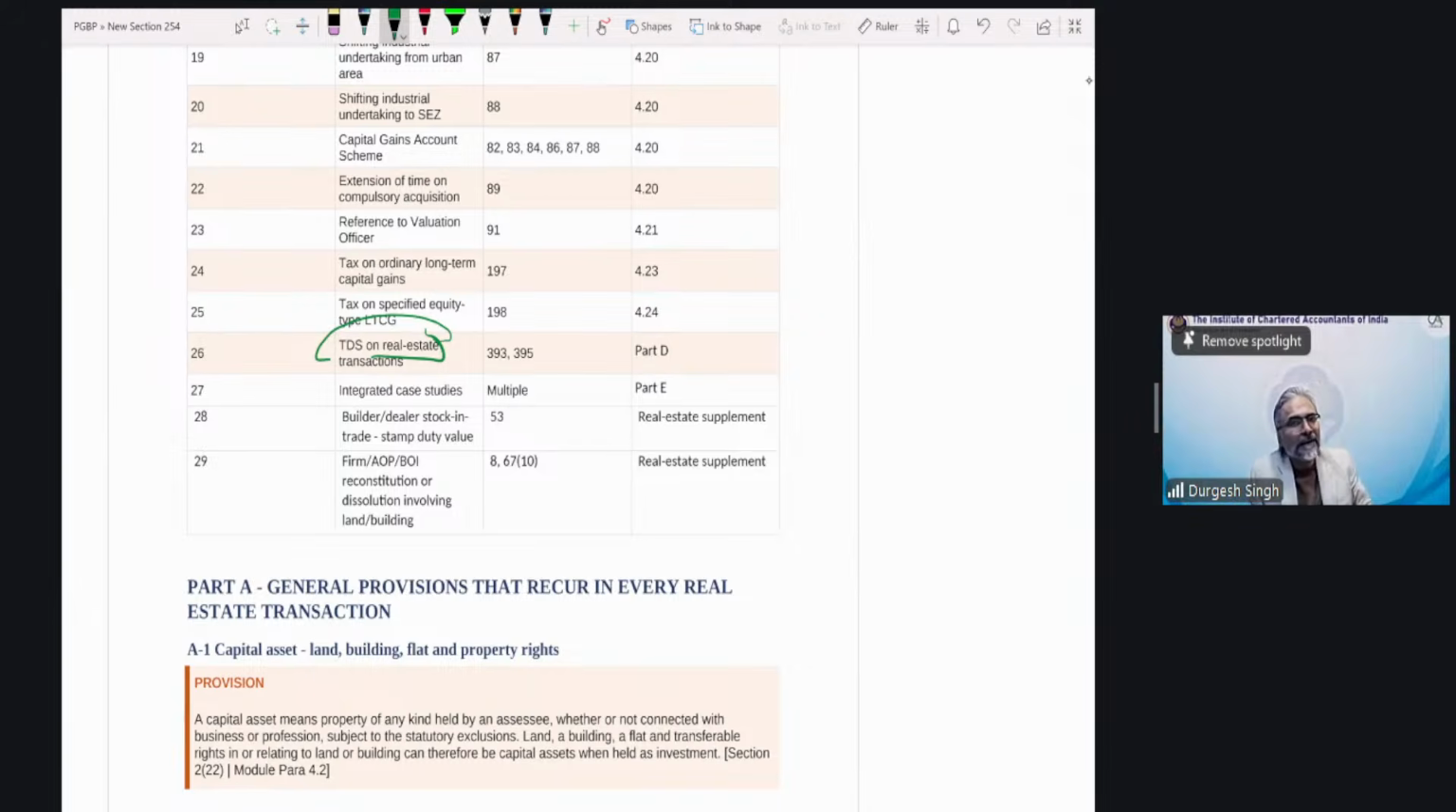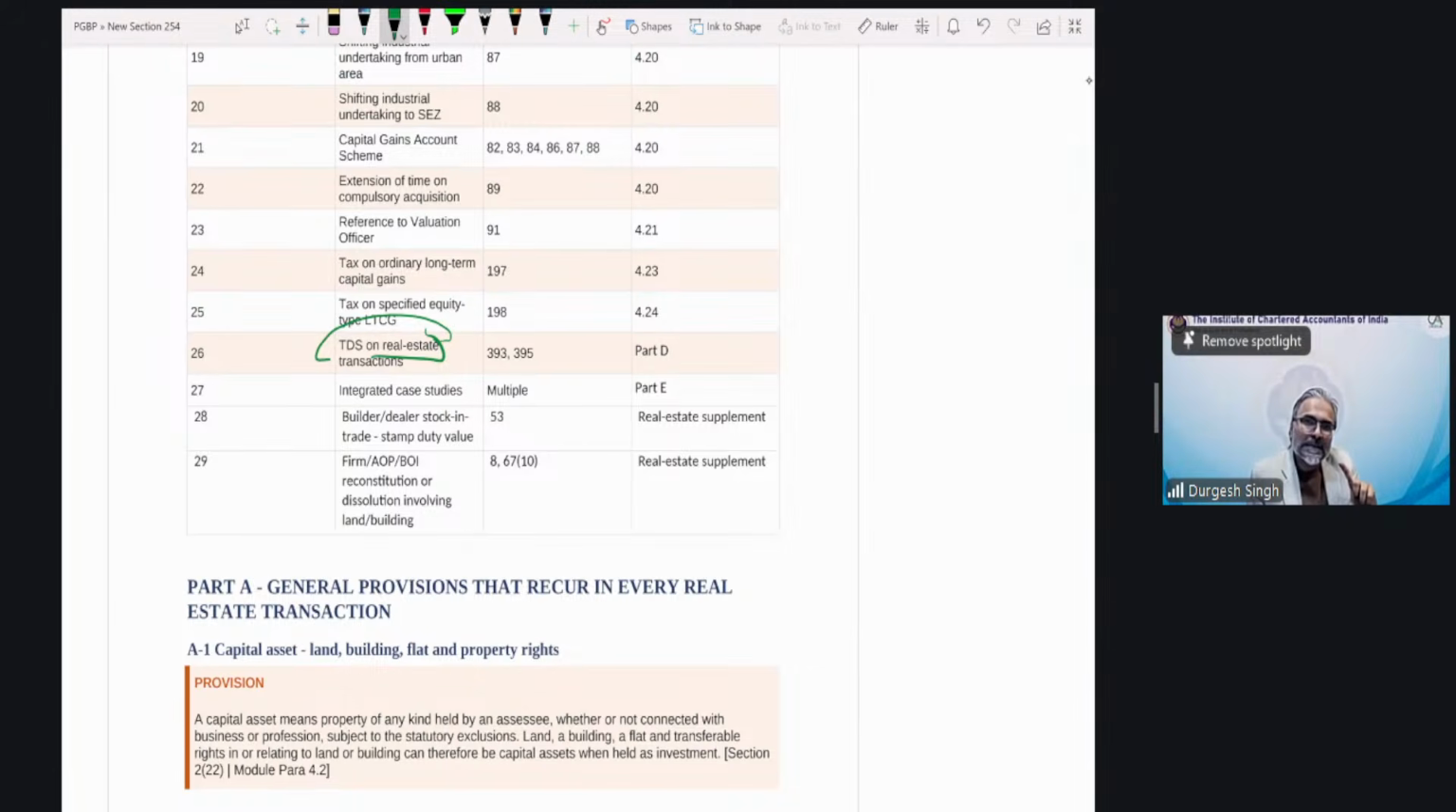Do you all agree? Just now I told you about IFOS: if you get an asset, either a specified movable property or an immovable property, without consideration or at a concessional rate, and it crosses the threshold of 50,000, then what happens, students? The recipient, that is the buyer in my example, will end up having the IFOS implication.